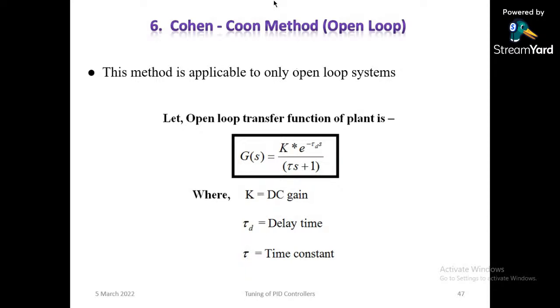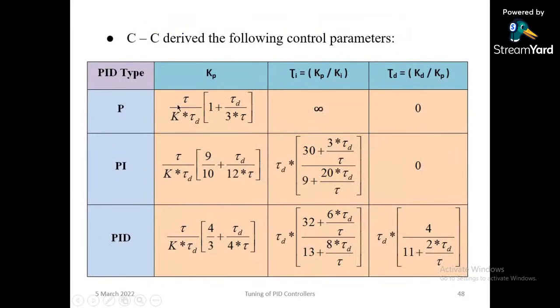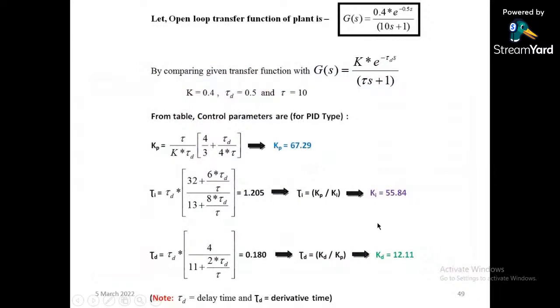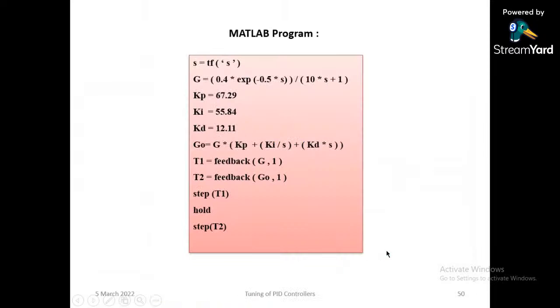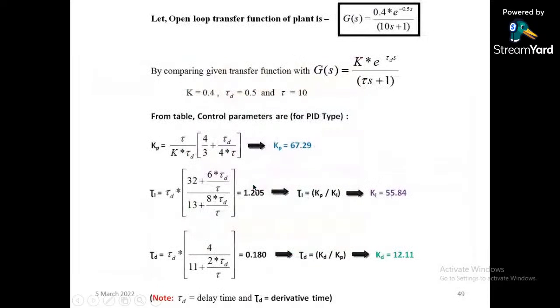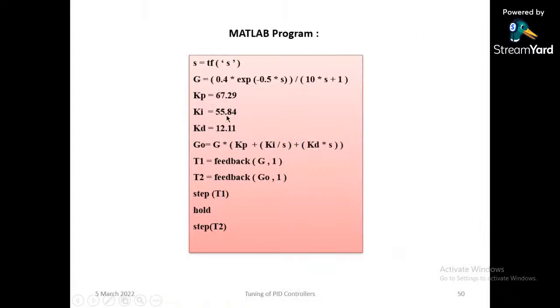Okay, then Coin-Coon method say that they use this table to calculate value of tau I and tau d. Okay, same MATLAB program तेच वापरलेलं आहे. I'm assuming the one simple transfer function. Just by comparing, I'm calculating K, tau d, tau. Then using that table, I'm calculating Kp, Ki and Kd, and using that.